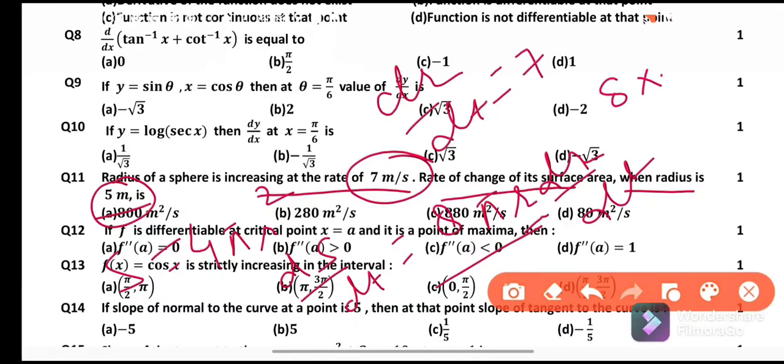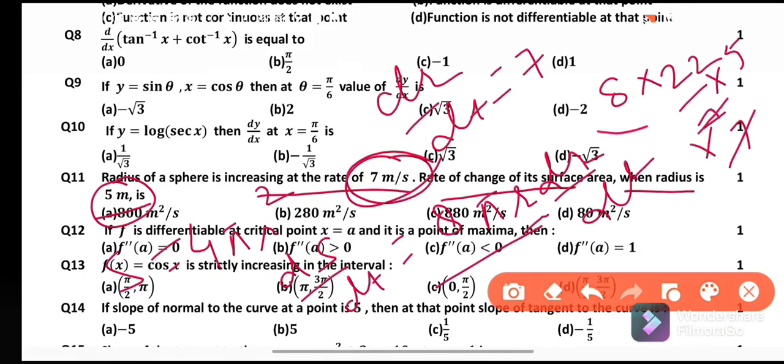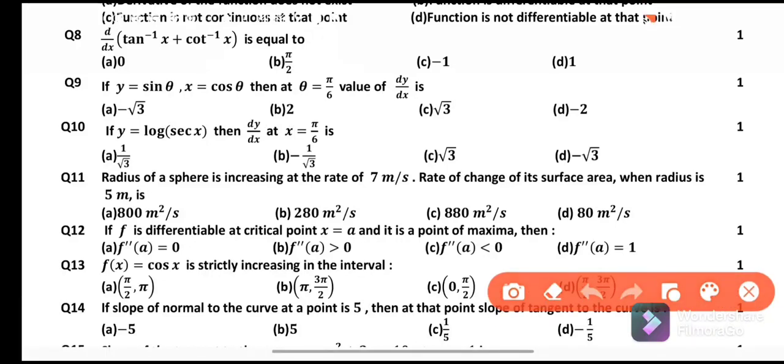Eight multiplied by 22 by 7 multiplied by r is equal to 5 and dr by dt is equal to 7. 7 cancels, and by multiplying this we get 880 meter square per second.